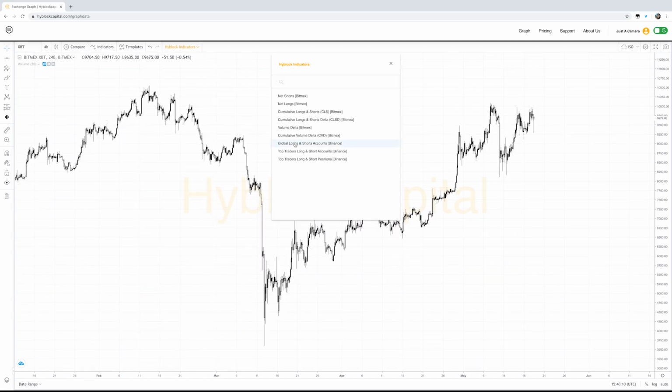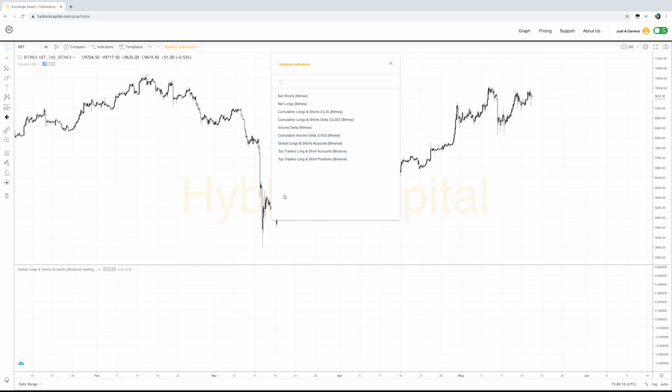And we're going down the line here, and we're seeing these three right here. And now global longs and shorts accounts on Binance. Well, this is pretty cool because this is all the accounts on Binance, right? So we can assume that this might just be retail. And each account, the way this is calculated, is assigned either long or short based on the cumulative delta of that particular account, right?